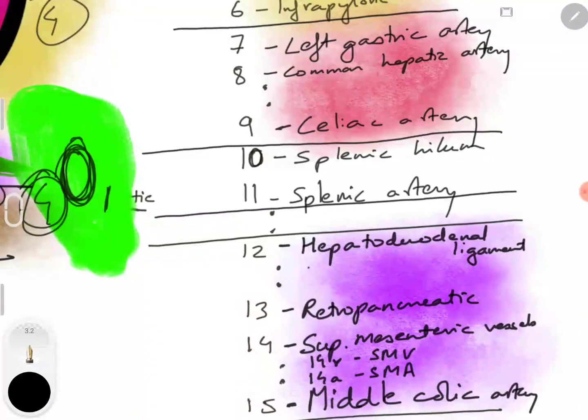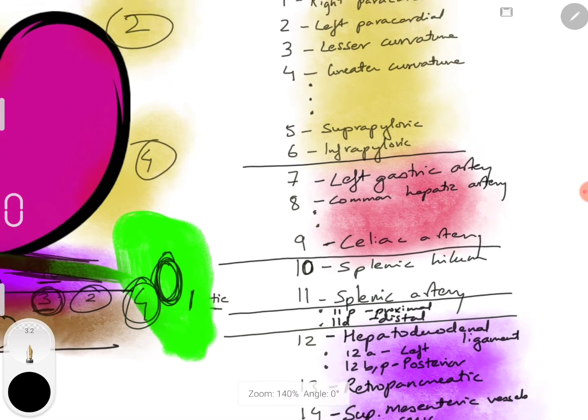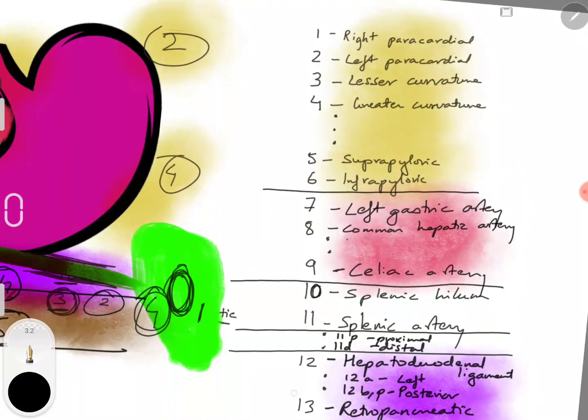Hepatoduodenal ligament is divided into 12A and 12B, comma P. 12A is left hepatoduodenal ligament, 12B, comma P is posterior hepatoduodenal ligament. Splenic artery is divided into 11P and 11D. It stands for proximal splenic artery and distal splenic artery. Common hepatic artery has an easy to remember division: anterior hepatic artery and posterior hepatic artery.